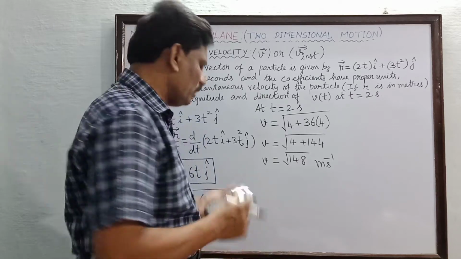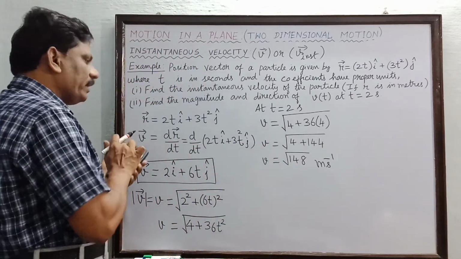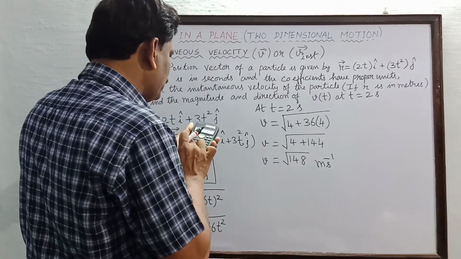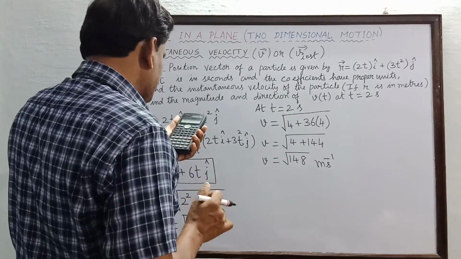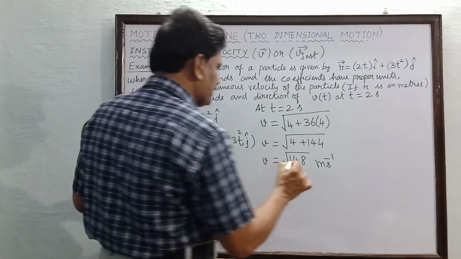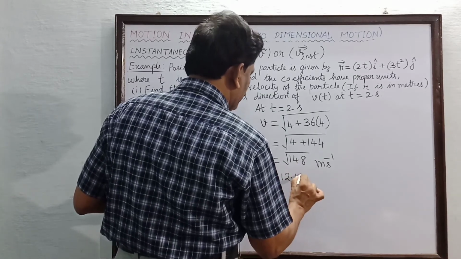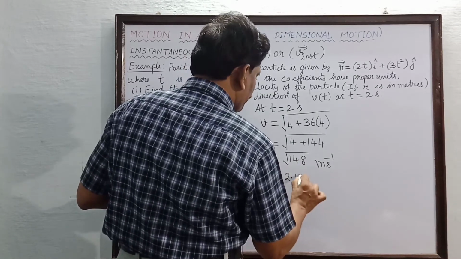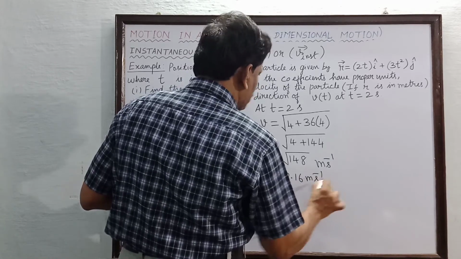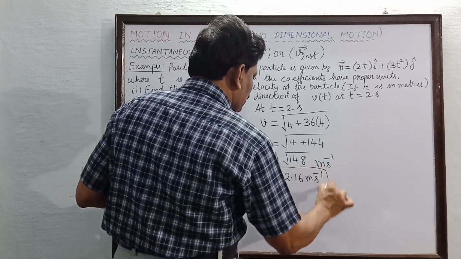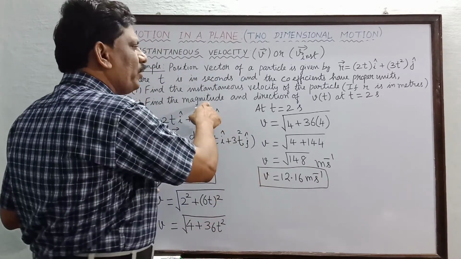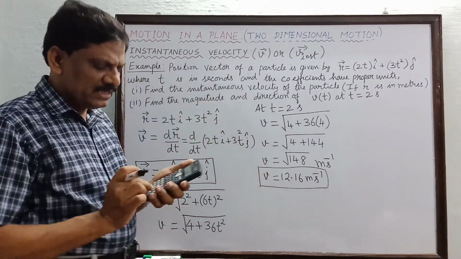I will try to find the square root of 148. It comes as 12.16 meter per second. So this is the magnitude of the instantaneous velocity.